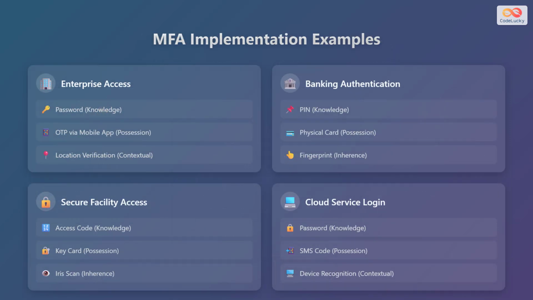Let's look at some real-world examples of how MFA is implemented. For enterprise access, a typical MFA setup might include a password, a one-time password, or OTP, via mobile application and location verification. For banking authentication, a personal identification number, or PIN, a physical card and fingerprint scanning might be used.